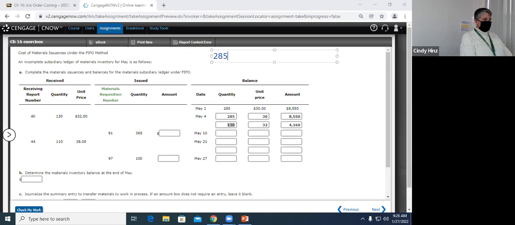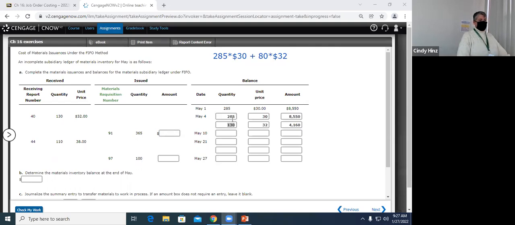Okay, 285 units at $30 each, and add to that. So how many more? We needed 365 total out on the shop floor. 285 were the older ones, and so that means we used 80 of the newer ones. Those each had a cost of $32.